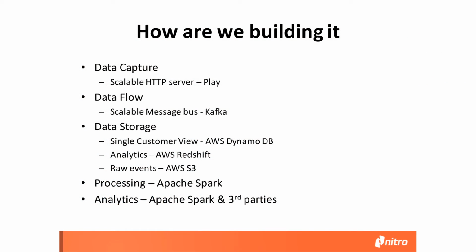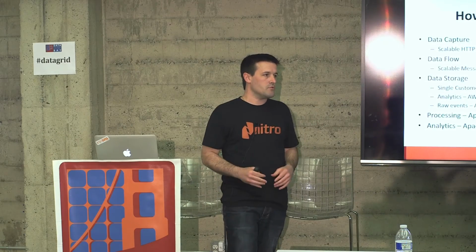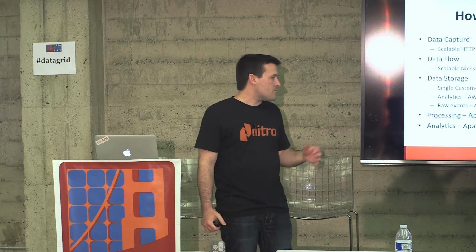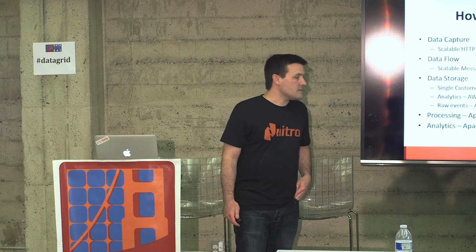So a bit of technicalities. How we build it. Data capture, we just use a Play server, highly scalable on AWS. Data flow, we use Kafka to push and store and retain the events. Data storage, we have different kinds of data storage. We use S3 for raw data, DynamoDB for the advanced view, and Redshift for analytics, but it's not limited to that. We can also go to outside help to use an existing algorithm. Processing, we use Spark, and for analytics, as I said, we use third-party tools and Spark.